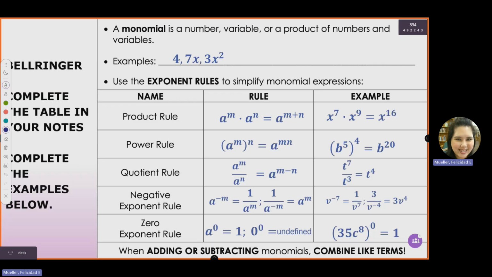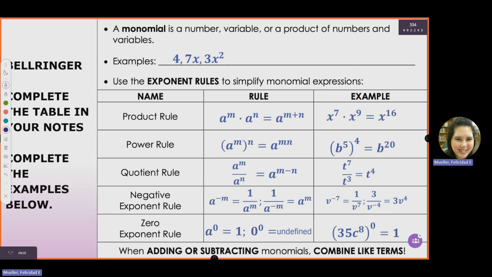Negative exponent rule is basically saying that we're not allowed to have negative exponents, and that we would need to go ahead and take the reciprocal of that term and go ahead and cancel out the negative exponent. So if I had v to the negative 7, that'd be the same thing as 1 over v to the 7th. If I had 3 over v to the negative 4, that would be the same thing as 3 times v to the 4th. You're only going to move the term that has the negative exponent. So if it doesn't have a negative exponent, it stays where it is.